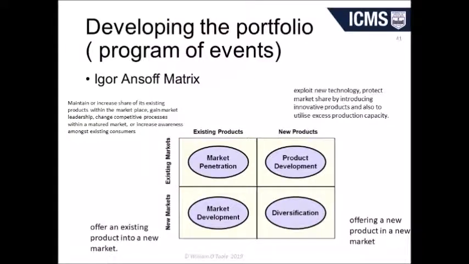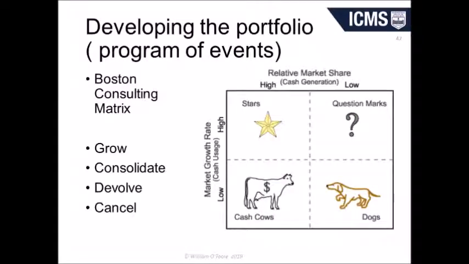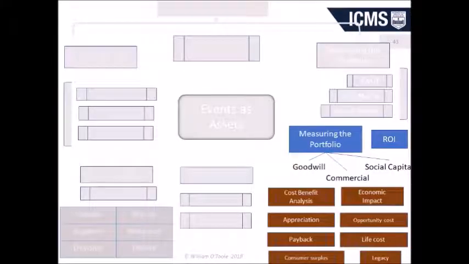Then we have to develop the portfolio, the series of big events, whether they're international or local, and often they use a number of tools to do that. One of them is called the Ansoff Matrix, and another one is the Boston Consulting Group Matrix that you could have a look at there. And that's how some of the tools are used to develop events.